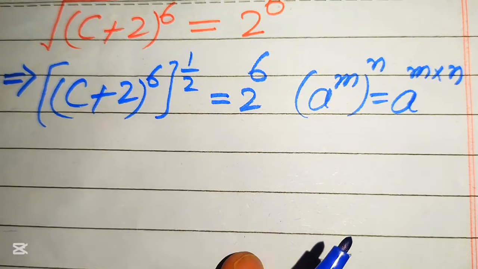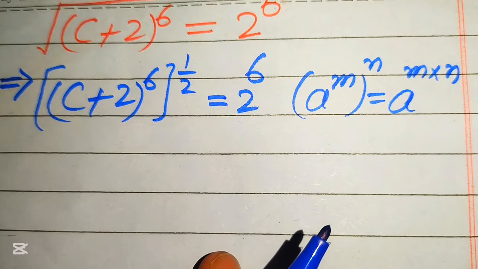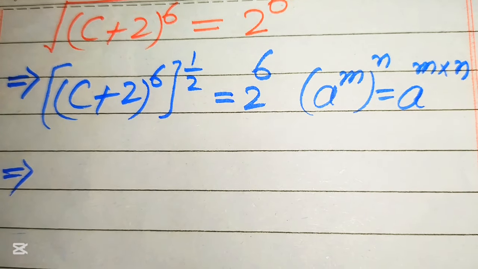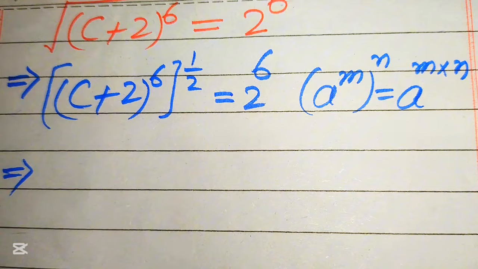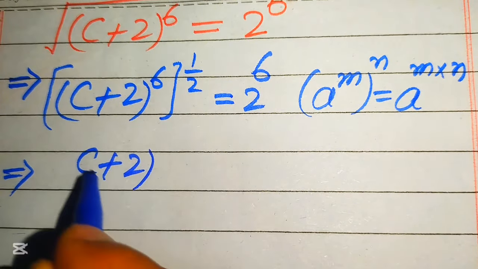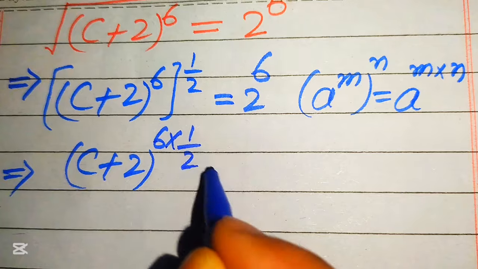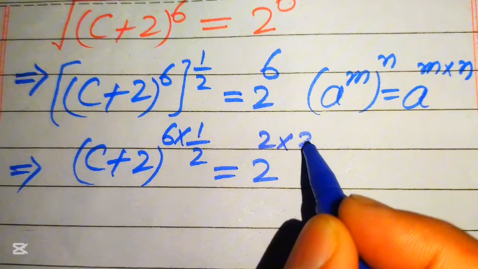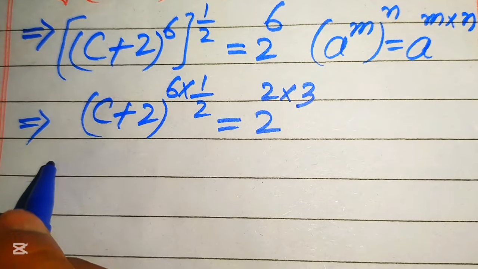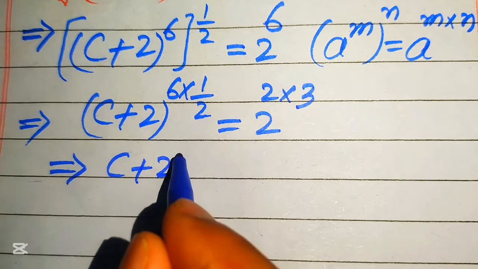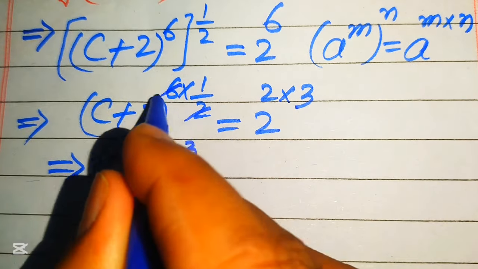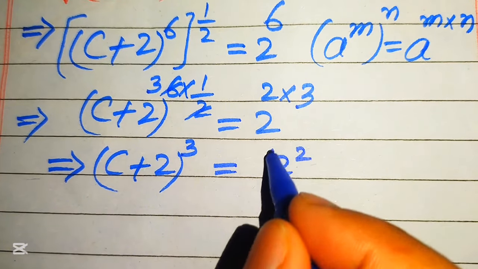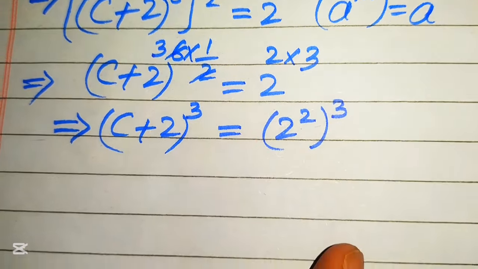So according to this exponent law, on the left hand side we will just multiply these two exponents. So we have c plus 2 to the power of 6 multiplied by 1 over 2 equals 2 to the power of 6, and we break this 6 as 2 multiplied by 3. Here we need some simplifications and it will be written as (c plus 2) to the power of 3. These are cancelled by each other, 2 times 3 is 6, and here we move this 2 inside the term and it will be written as (2 squared) whole cubed.